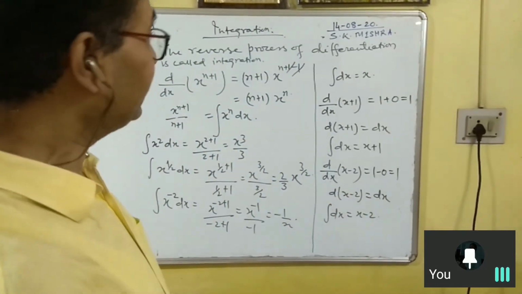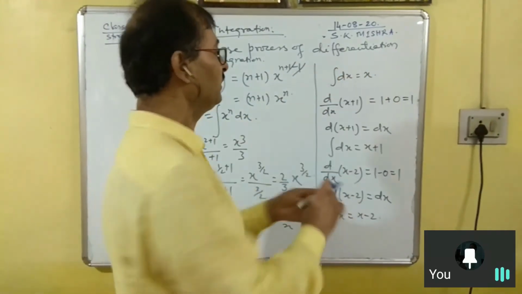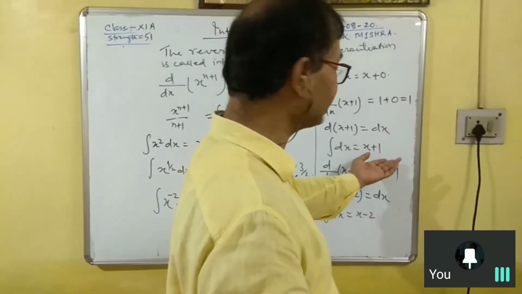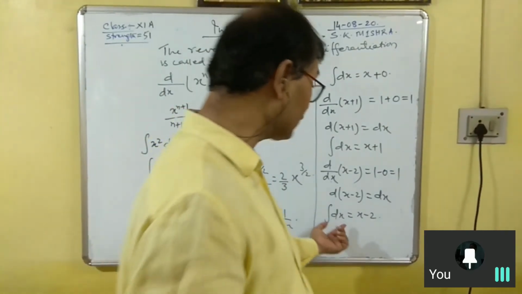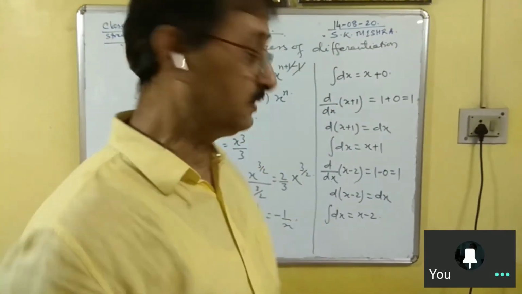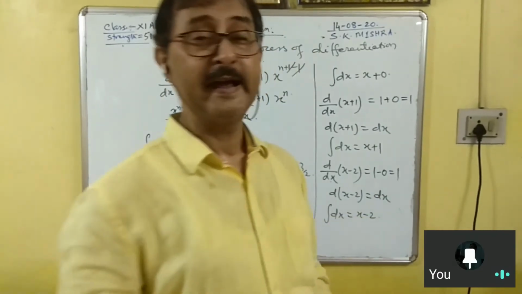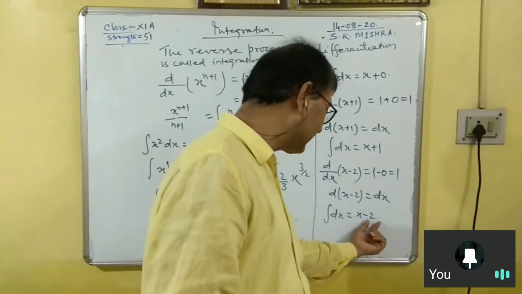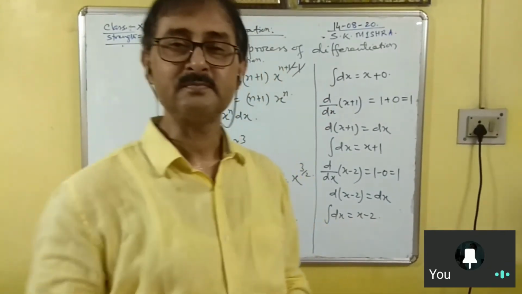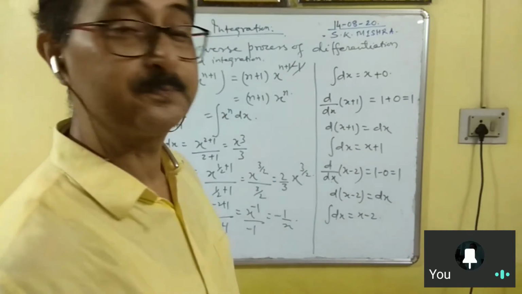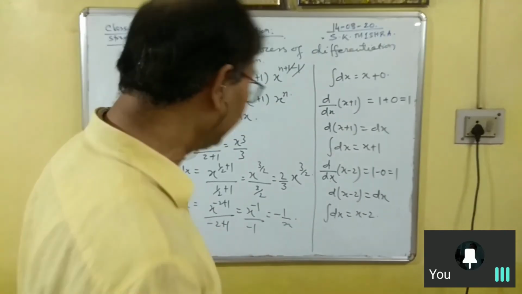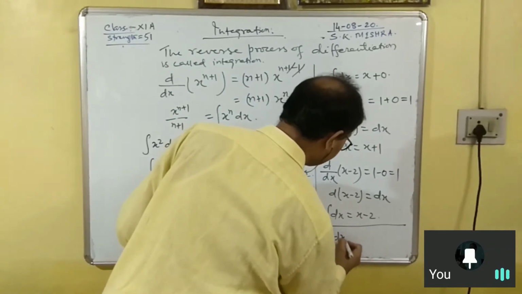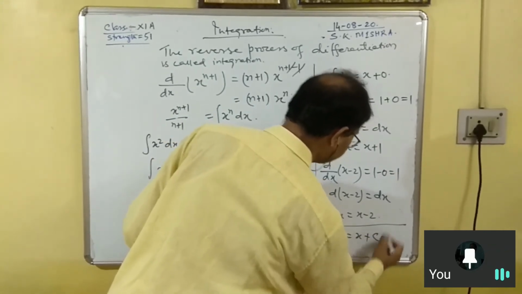So since integration of dx is x plus 0, here it is 0, you can add 0 also. Integration of dx can also be written as x plus 1, or x minus 2, or x plus 100, x minus 500. So anything can be added, can be subtracted, but the result will remain the same. That's why in general, for indefinite integral, integration of dx is x plus some constant c.